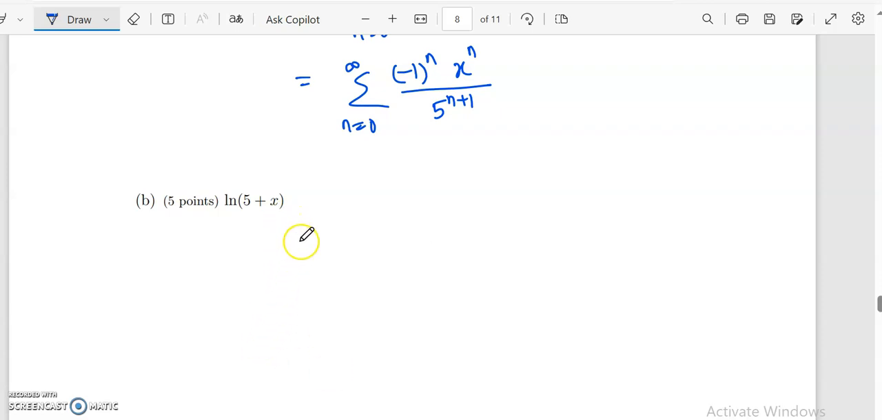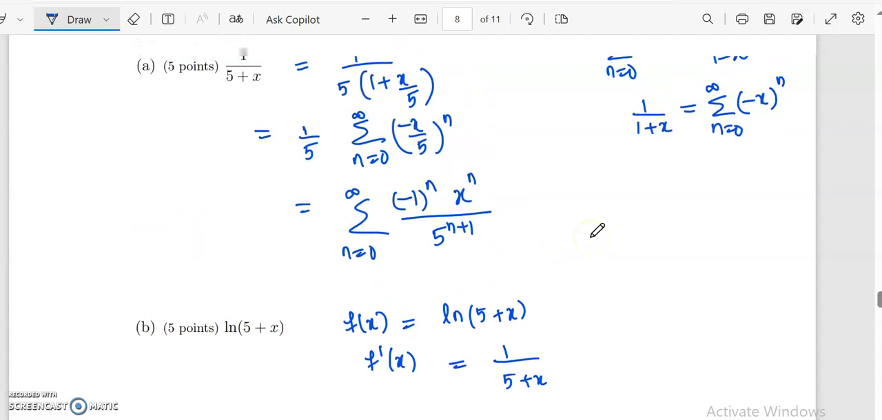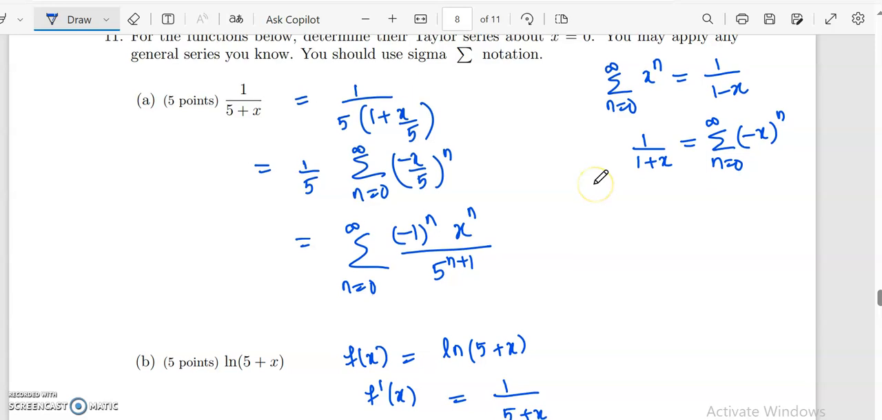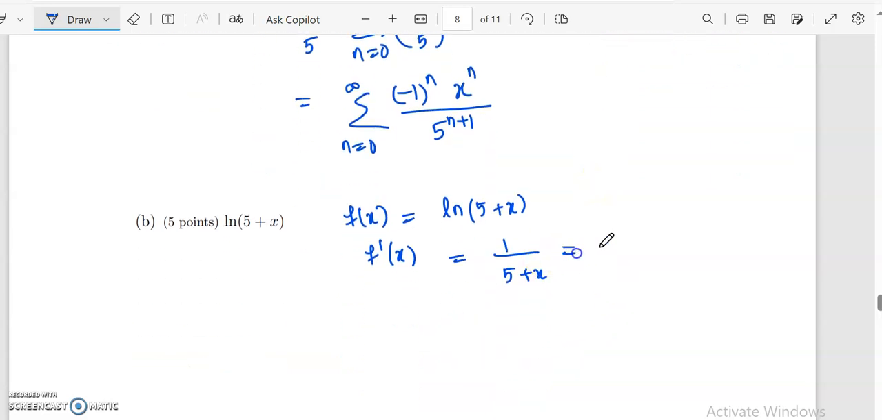Now for this one, this will be equal to, okay, so let us call f of x to be log 5 plus x. Now if we take f dash of x will be 1 by 5 plus x. So we already got the series for 1 by 5 plus x. So this will be equal to summation n equal to 0 to infinity minus 1 whole power n x raised to n by 5 raised to n plus 1.